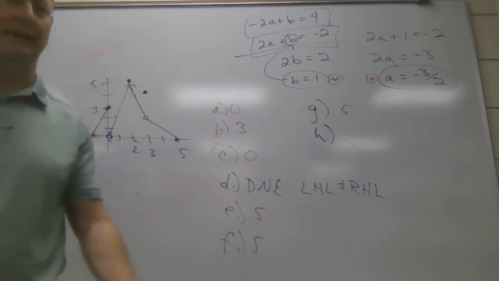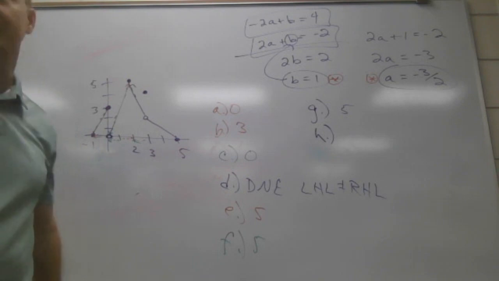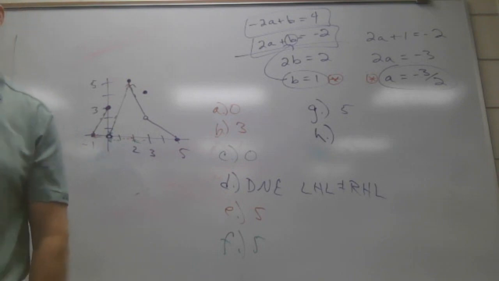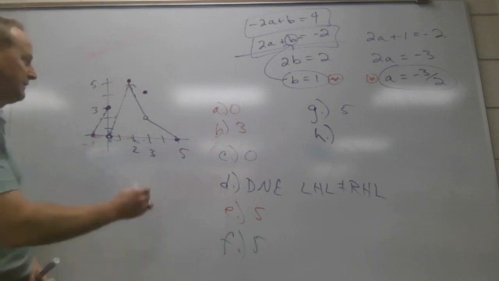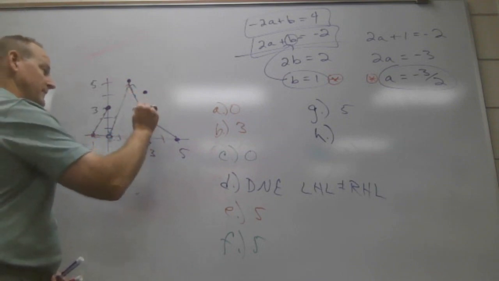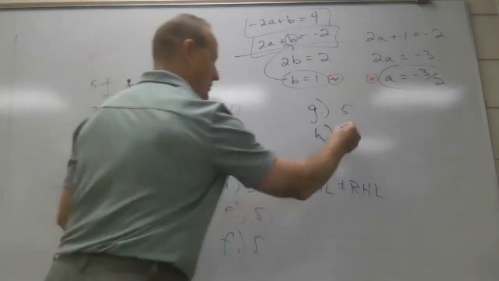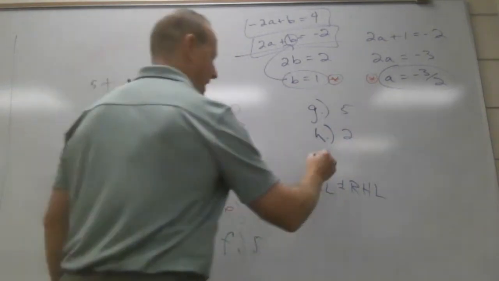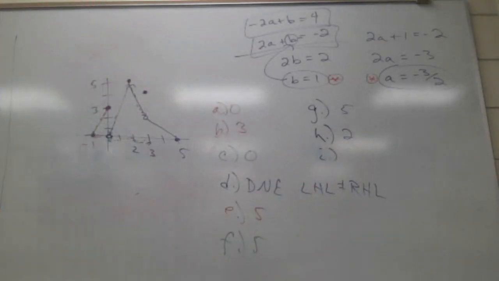What's next? You're gonna make me look every time. My eyes are bad. What is H? X goes to 3 from the left. What height am I approaching? 3, or not 3, 2. I'm approaching the hole, right? So I'm approaching 2. What's I? Next. You're done. We keep going around.